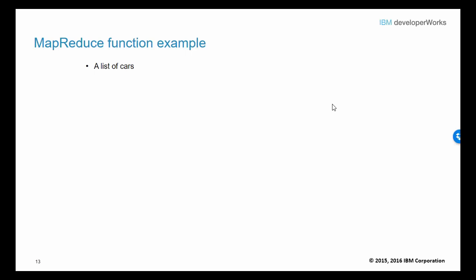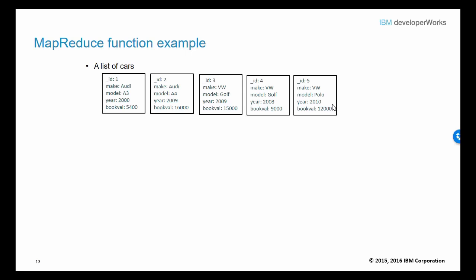So we'll start with a database that's a list of cars. And here we have 5 values. Each document has an ID, it has a make, it has a model, it has a year, and it has a book value, which is the book value of that particular car. So now let's do a map function that gives me a list of all the cars' makes and their book values. And here it is.